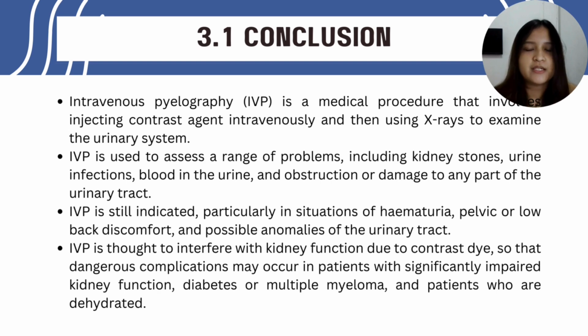So the conclusion is intravenous pyelography or IVP is a medical procedure that involves injecting contrast agent intravenously and then using X-rays to examine the urinary system. IVP is used to assess a range of problems, including kidney stones, urine infections, blood in the urine, and obstruction or damage to any part of the urinary tract.